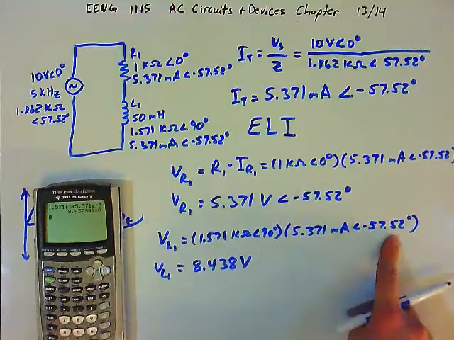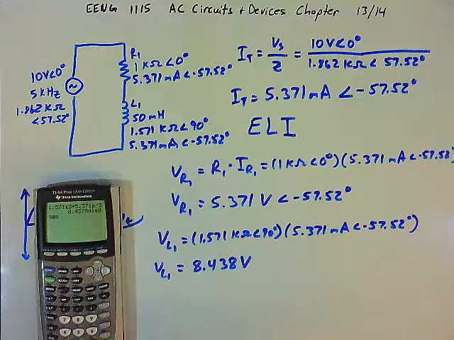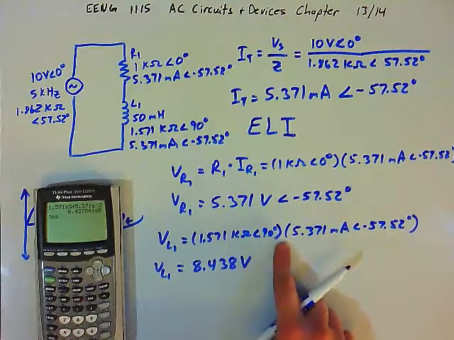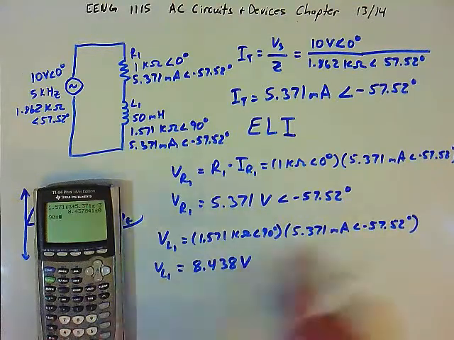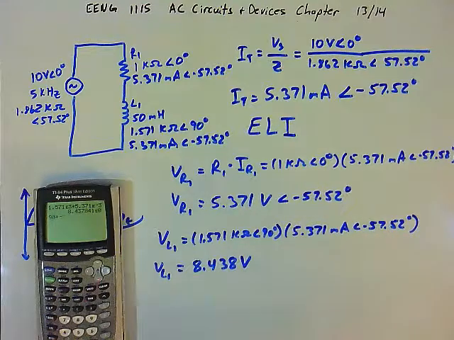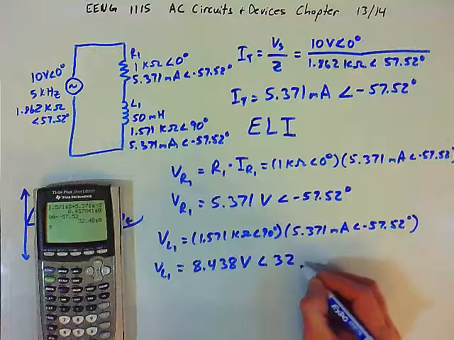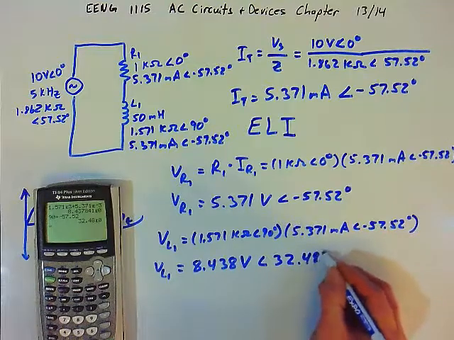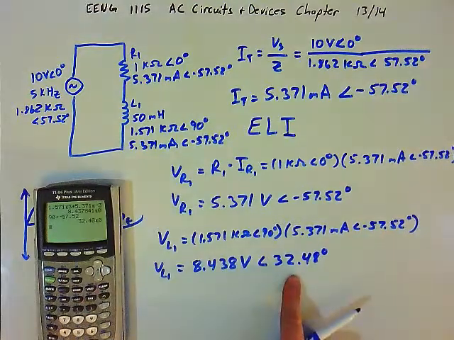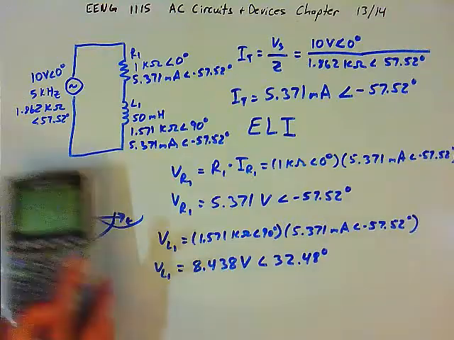Now we will add the angles. And so I'll go ahead and do that. We're taking 90 degrees, and since we're multiplying, we're adding, and we're adding in a negative 57.52. And so we get an angle of 32.48 degrees. Now, what does that mean?